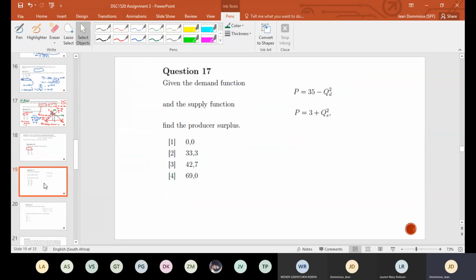Okay, let's look at question 17. So here it becomes a bit more difficult. Again, we first need to work out the equilibrium.